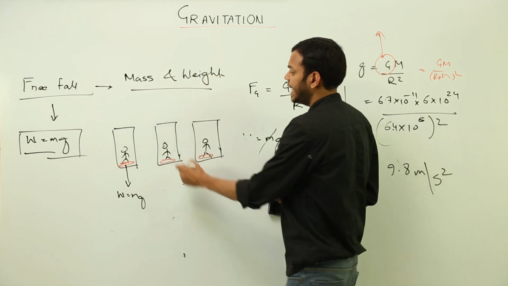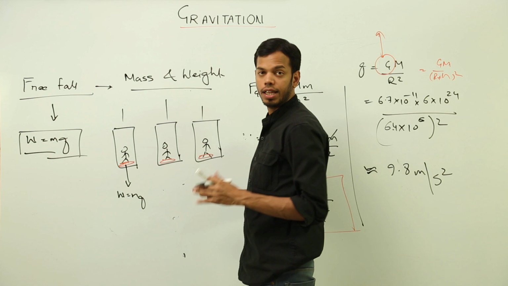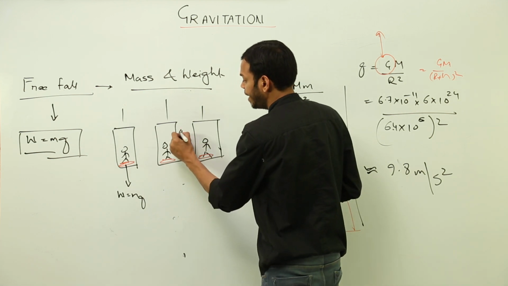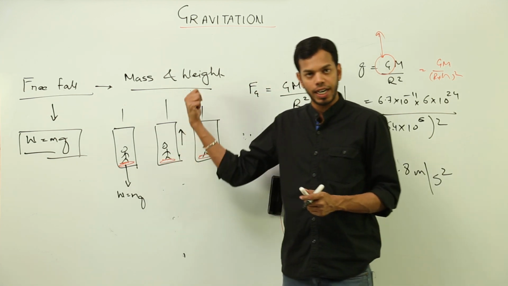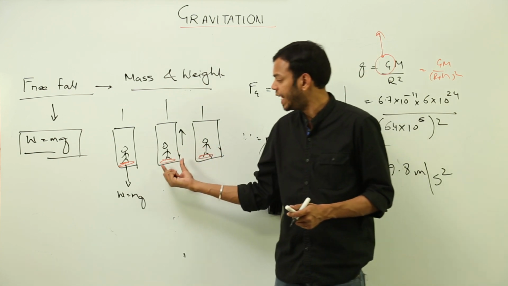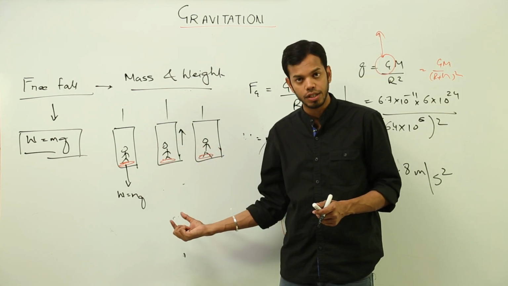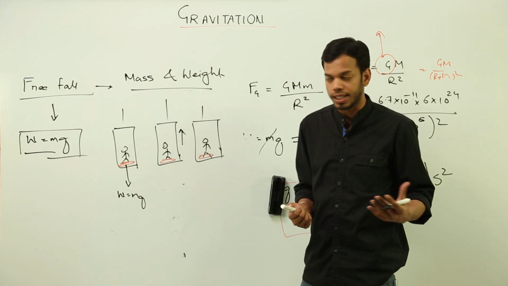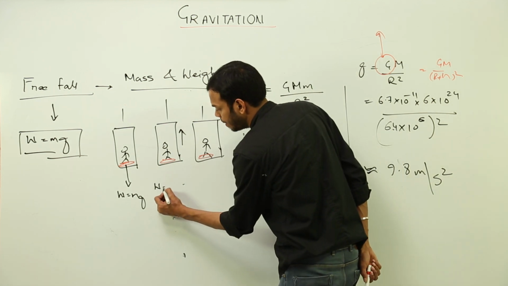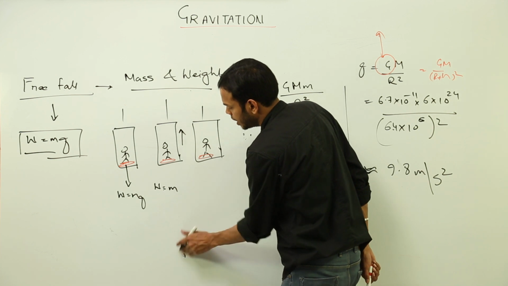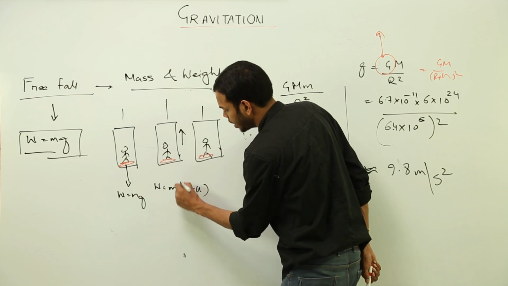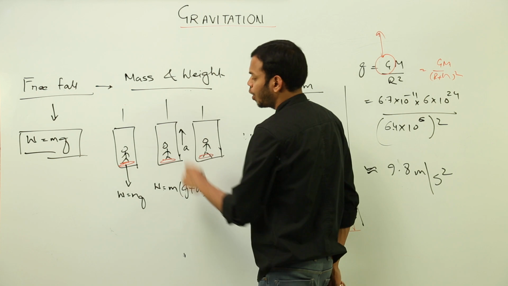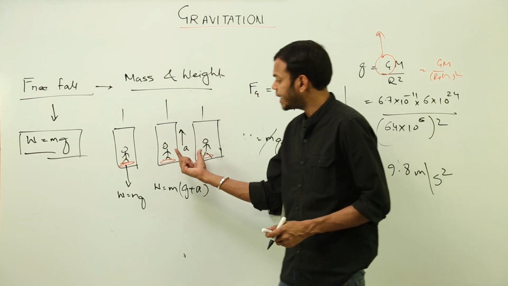But if this lift, because we placed the man in the lift, starts going in upward direction, it will experience a force in downward direction. That is true. So the weight tends to increase, right? Weight becomes m times g plus a. What is a? a is the acceleration with which the body is going upward. Now, how do you understand this concept?